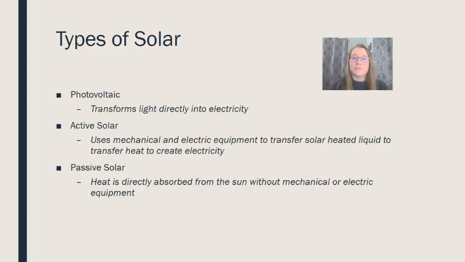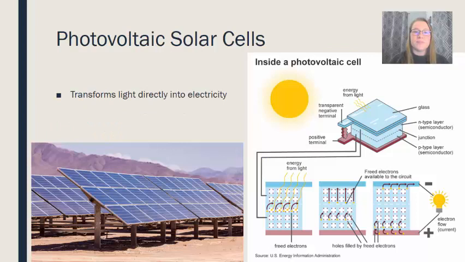Now, photovoltaic involves directly converting solar energy into electricity. Active solar is concentrating that solar energy to create heat, and that heat is then used to create electricity. And then passive solar is a little bit different because passive solar is not worrying about electricity. Instead, passive solar is really just trying to absorb that heat energy from the sun. And we'll go through each of these in a little bit more detail.